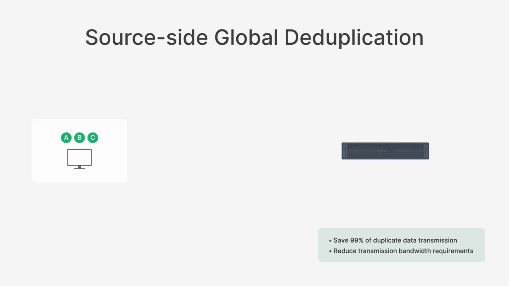So let's take a first initial backup of an endpoint going to your initial backup server as an example. Let's say it has blocks A, B, and C on it. If you're sending your initial backup to your backup server and it's completely blank, it will move all blocks A, B, and C over to your backup server. Pretty much par for the course right there.